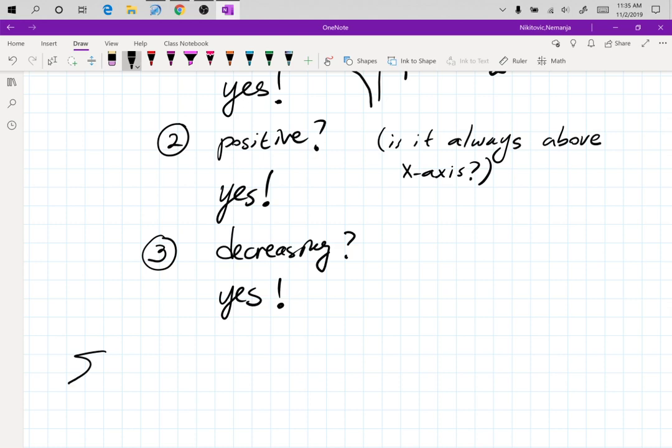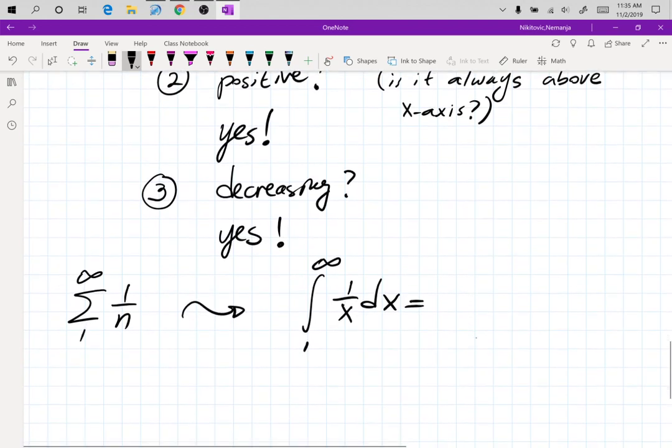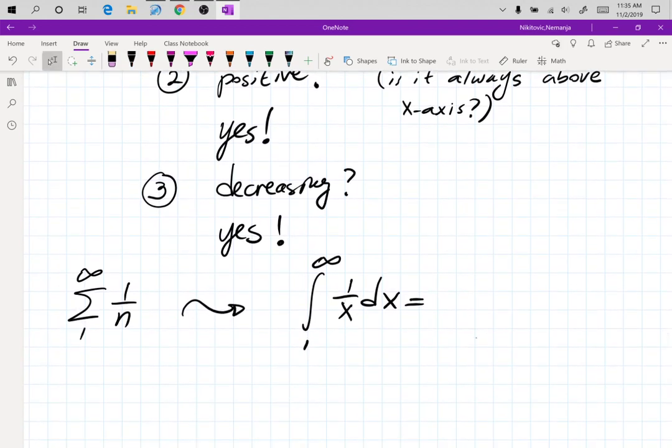That means that our summation 1 over n from 1 to infinity can be replaced with the integral from 1 to infinity of 1 over x dx. We learned in our improper integrals last class, or 2 weeks ago, that we do this limit as b goes to infinity. You see why I couldn't use b before? Because it's going to be now 1 to b. That's why I couldn't use b. And we're going to have this as dx over x.